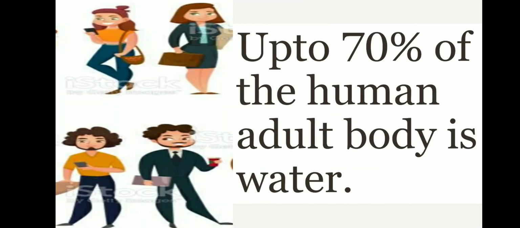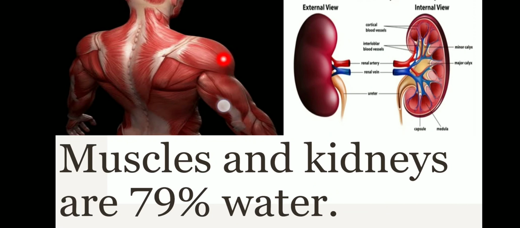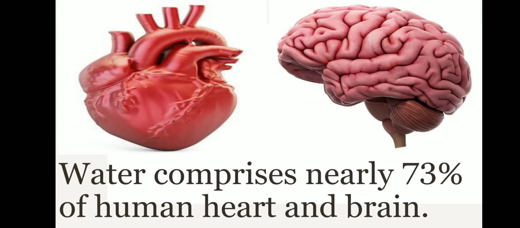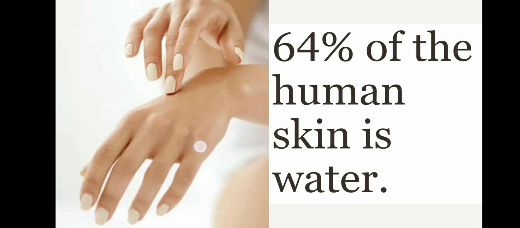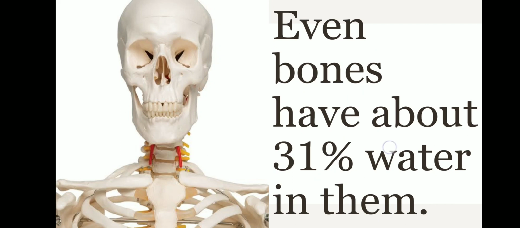You know children, up to 70% of the human adult body is made up of water. Muscles and kidneys are 79% water. Brain and heart both comprise 73% water. 83% of human lungs is water. 64% of human skin is water. Even children, bones have 31% water in them.